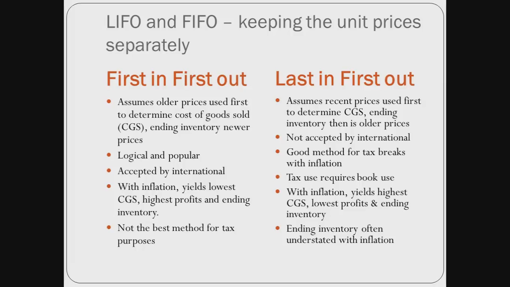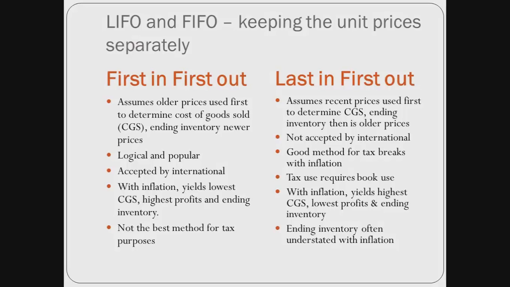If we compare this to last in, first out, which is a U.S. method that is not accepted in the international group, this particular method works just the opposite, where we assume that the most recent prices are used with cost of goods sold, giving us the highest cost of goods sold. The ending inventory then tends to be priced at the older prices, which with inflation would be the lower prices. So this one usually has the highest cost of goods sold, lowest profits, and the lowest ending inventory, which is why it's a good tax method. If you get a large cost of goods sold expense deduction, it's going to yield the lowest taxable income.